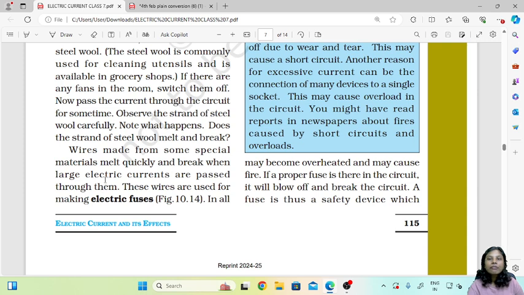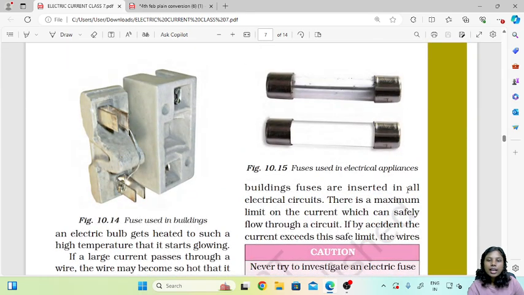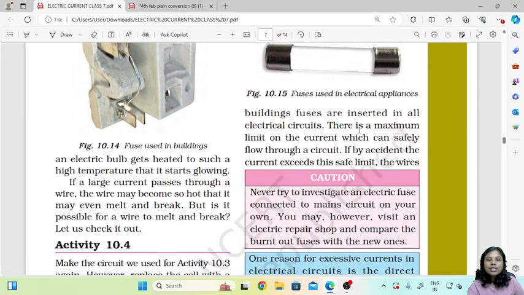So now they are saying that when a large electric current is passed, and if the wires are made from some special material which is very thin and not very supportive of holding so much current, then they break or they melt. These wires are used for making electric fuses. In all buildings, fuses are inserted in all electric circuits. There is a maximum limit on the current which can successfully flow through a circuit. Sometimes what happens is that our fuse goes off.